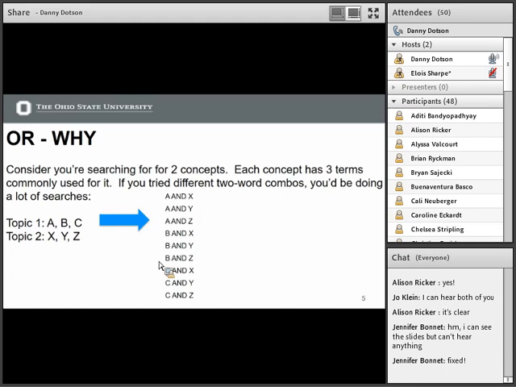If you had 2 different concepts and 3 terms for each, you would end up doing 9 different searches in order to accomplish the same thing you would be able to do if you just use Boolean operators. And I've actually had people say they prefer to do it that way. I don't quite understand why you would prefer to do many different searches when you can do just one.